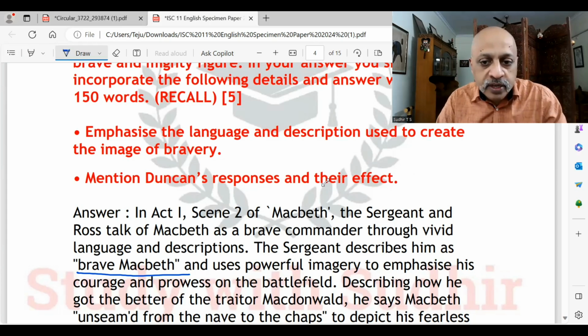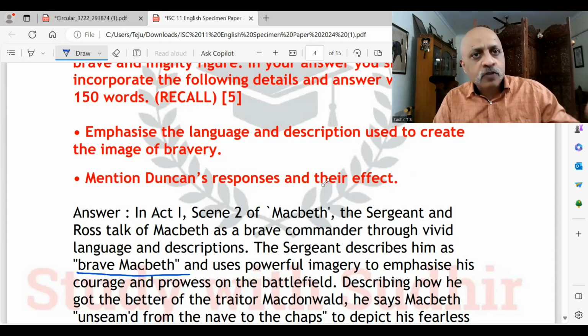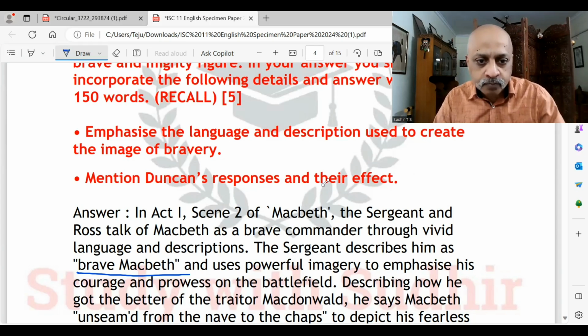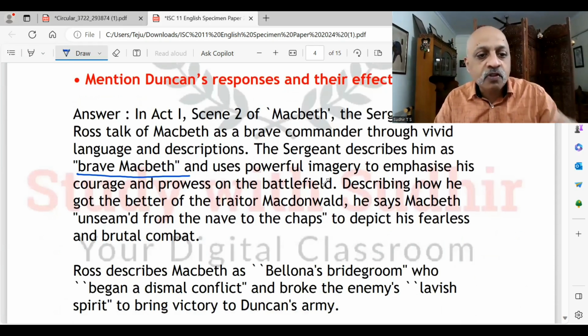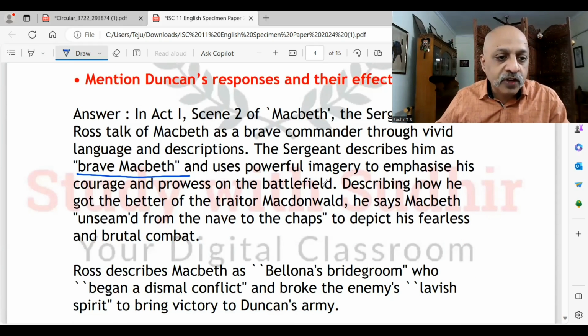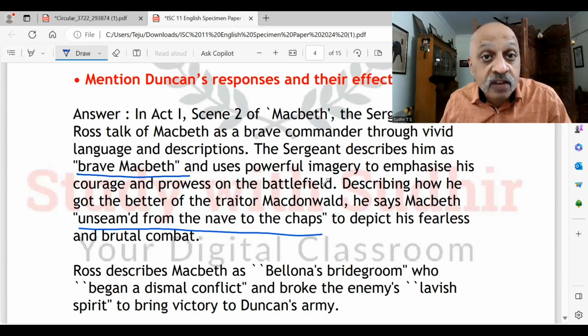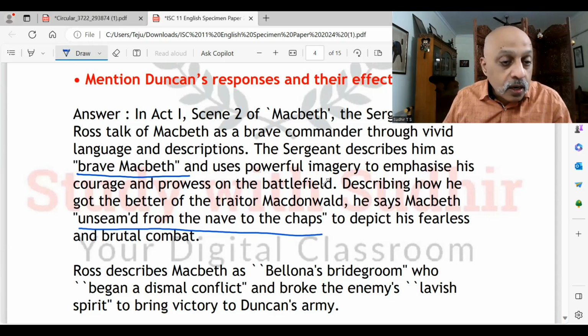And uses powerful imagery to emphasize his courage and prowess on the battlefield. Prowess means courage, ability. Okay. Describing how he got the better of the traitor MacDonald, he says Macbeth unseamed from the knave to the chaps to depict his fearless and brutal combat. Key phrase. Please use them.